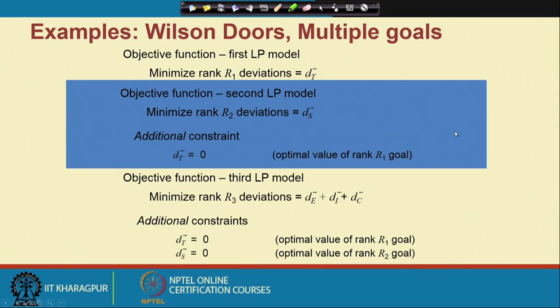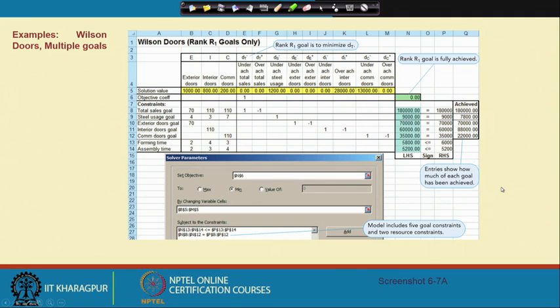The first LP model is the objective function minimizing the rank 1 deviation dt minus 1. Technically, the objective function minus the second LP model. Then there is an additional constraint here. Then finally, the objective function minus the third LP, minimizing the rank 3 deviations. So, now the total structure will be like this, and then finally you look for the solutions. The final solution will be like this. Again it is more or less the same as the weighted case.